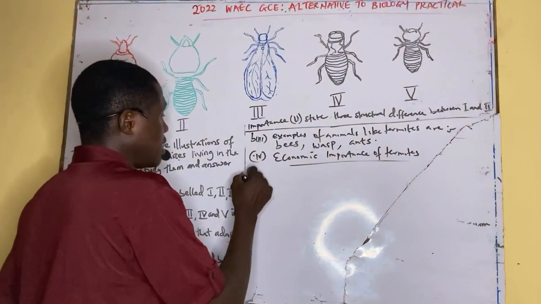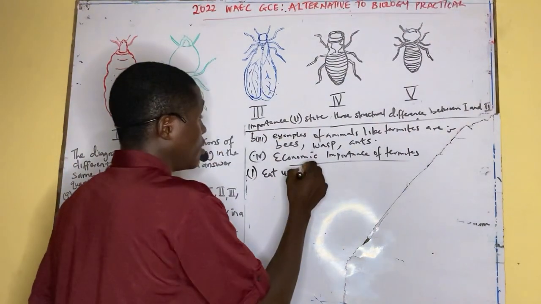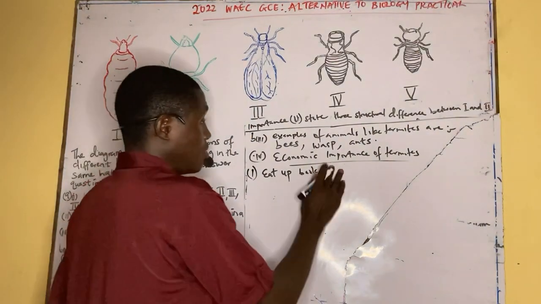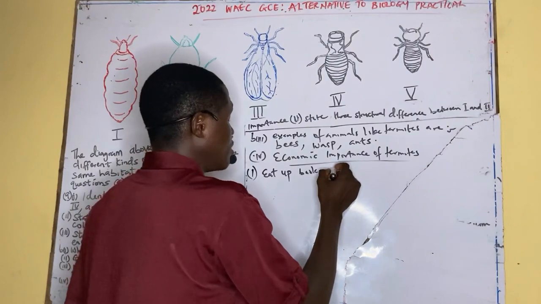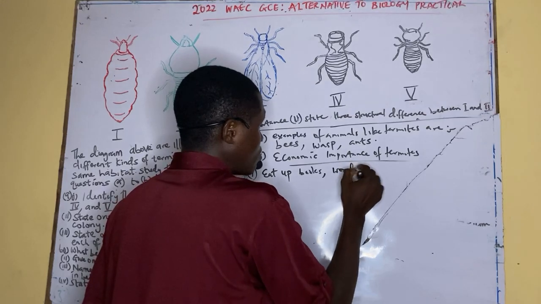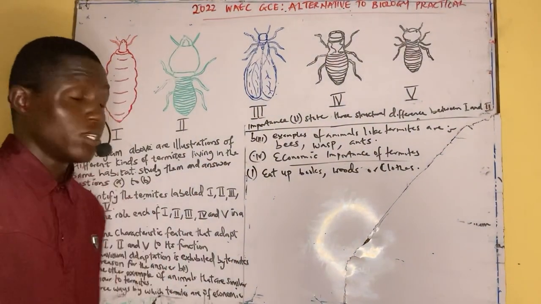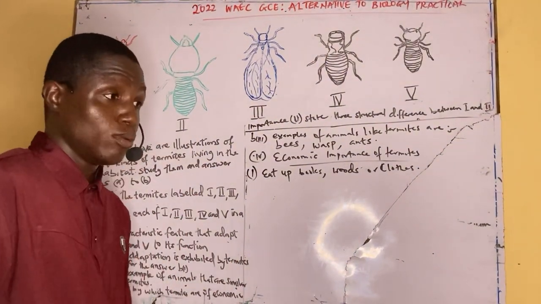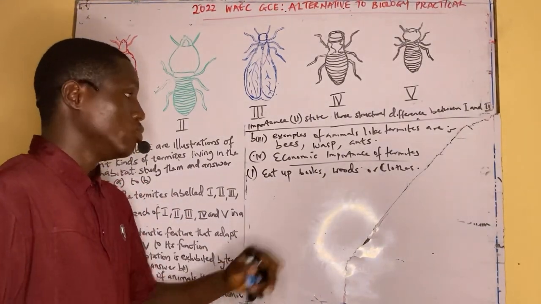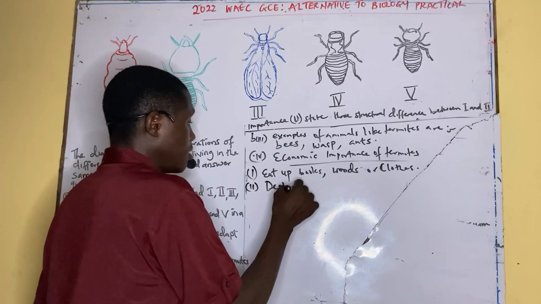Number one is that they eat up or destroy books. If you have termites in your library, you are in serious danger. They eat up books, woods, or even clothes. You can see them eating up wood. They destroy wood, and that's why if the wood is not sprayed, they can destroy it. So they eat up books, woods or clothes. They also destroy crops.